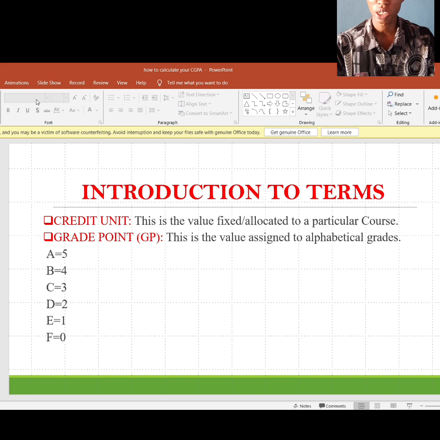My screen is shared now. I believe you can see my screen.